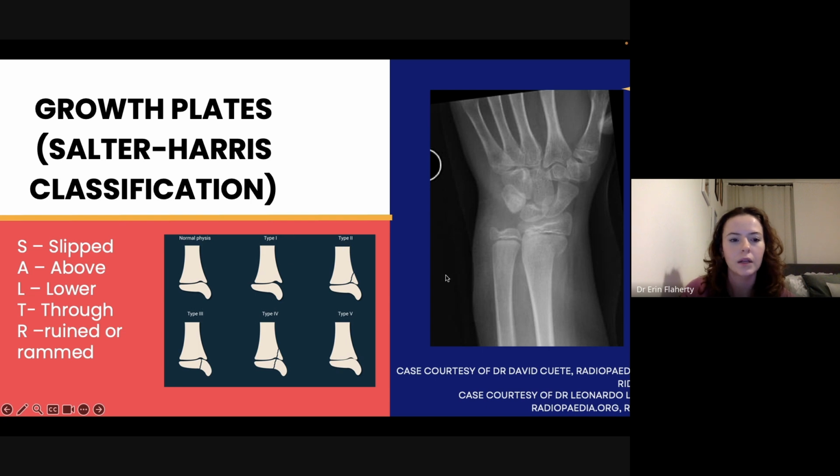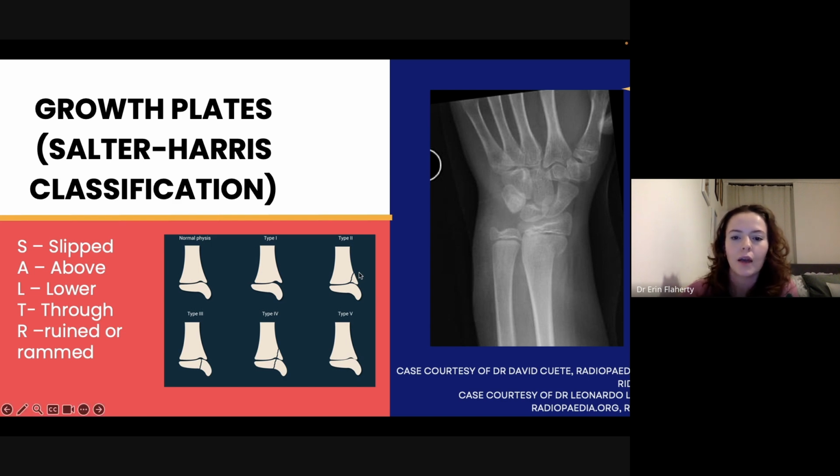So type 1 is Slipped. That is where a fracture goes just straight through the growth plate here. It can be quite difficult to see on an x-ray. But you see some slipping of the growth plate here, and that indicates the fracture's just gone straight through. Usually they're pretty okay. You can manage them conservatively, and they don't need much doing to them, and you have a good prognosis for healing as well.